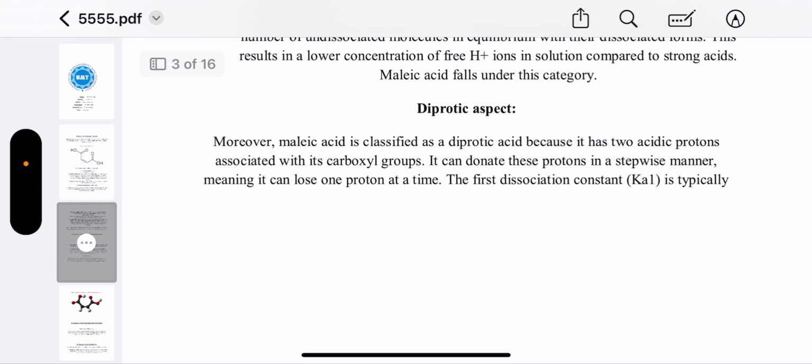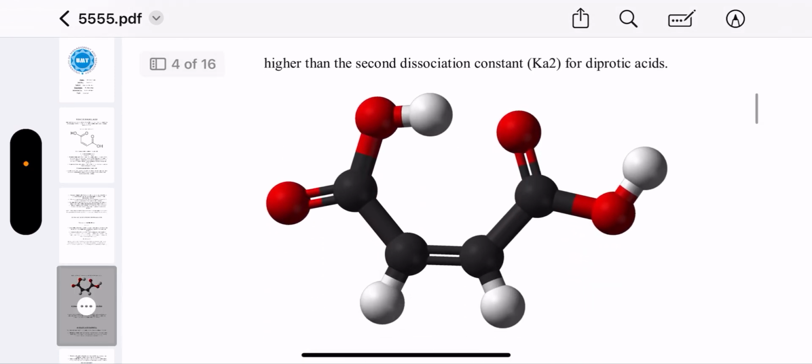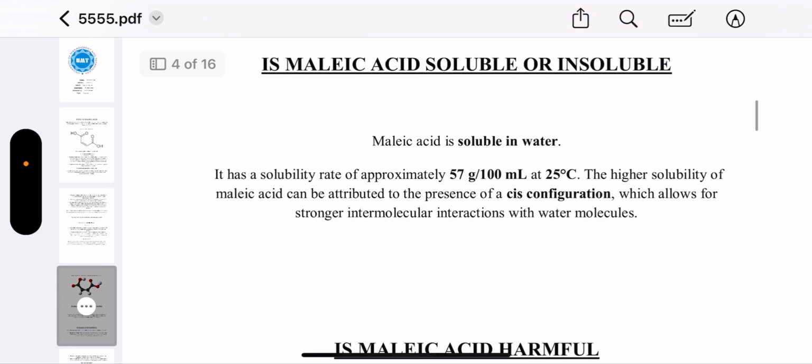Diprotic nature: malic acid is classified as a diprotic acid because it has two acidic protons associated with carboxyl groups. It can donate these protons in a stepwise manner, meaning it can lose one proton at a time. The first dissociation constant is significantly higher than the second dissociation constant for a diprotic acid. Is malic acid soluble? Malic acid is soluble in water, with a solubility of approximately 50 grams per 100 milliliters at 25 degrees Celsius. The high solubility can be attributed to the cis configuration, which allows for strong intermolecular interaction with water molecules.